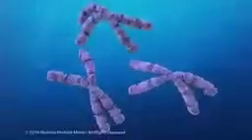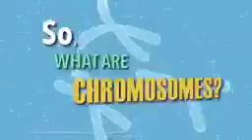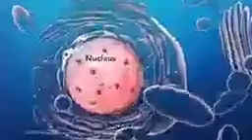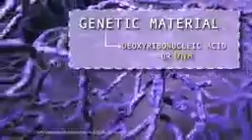Chromosomes are an important part of cell division. So, what are chromosomes? Let's look inside a cell's nucleus. Here we find the nuclear genetic material known as deoxyribonucleic acid, or DNA. Each cell's DNA holds the genetic code, or instructions, for everything within that organism.